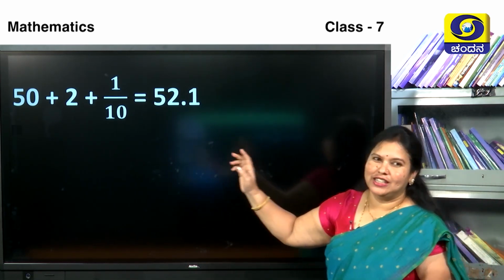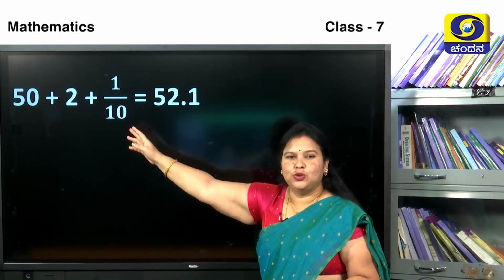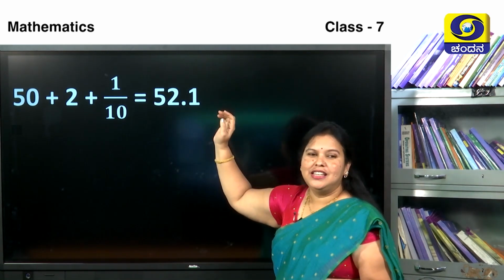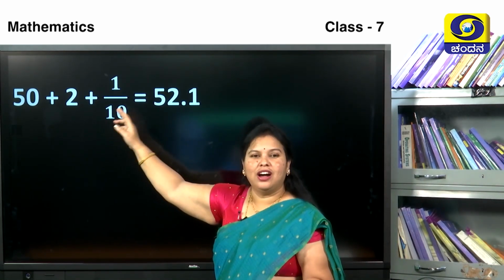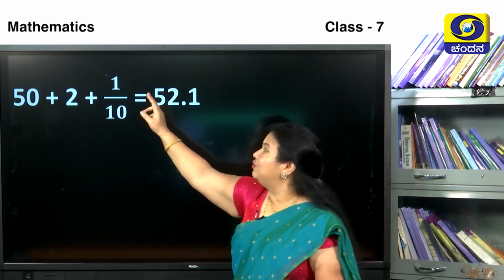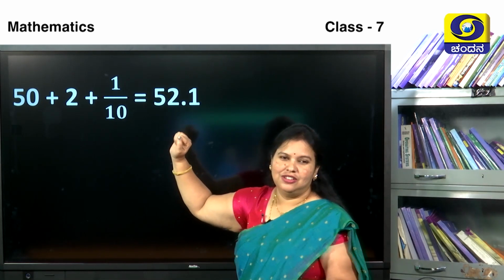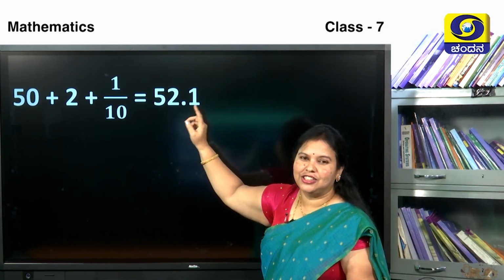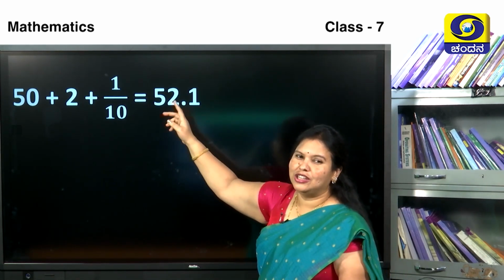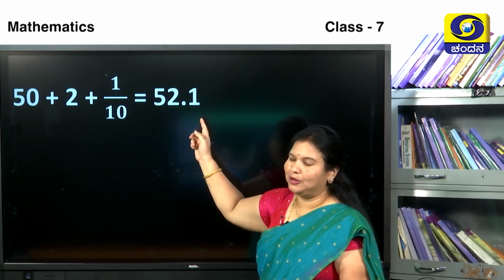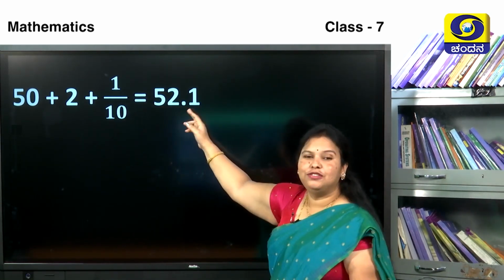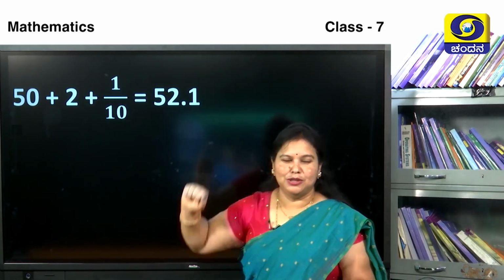Here I have taken one example, 50 plus 2 plus 1 by 10 is equal to 52.1. Here 50 and 2 are whole numbers. By adding these two, we get 52, and 1 by 10 is a fraction. So, you have to convert this fraction into decimal form. As we did before, you know how to convert 1 by 10 into decimal form. It is 0.1. So, by adding all this, we get 52.1 as decimal number.